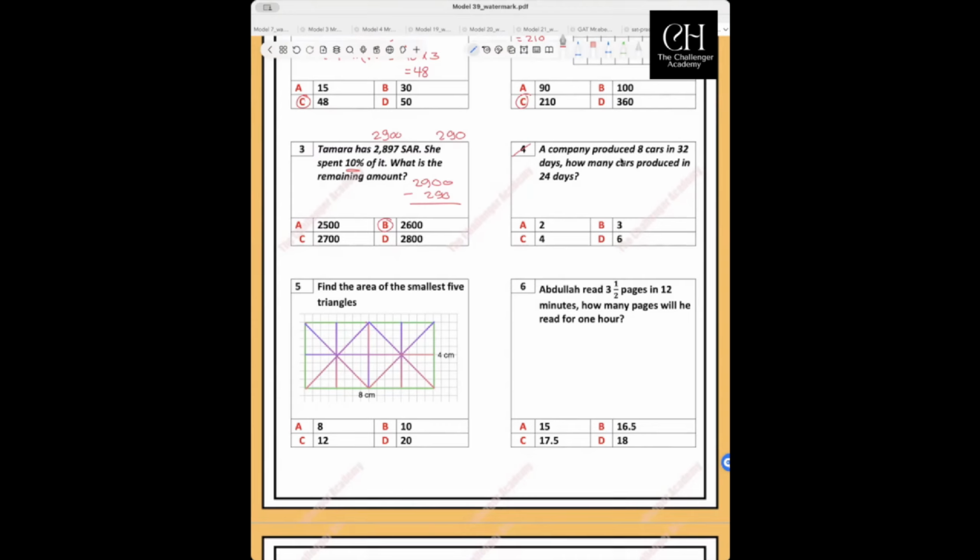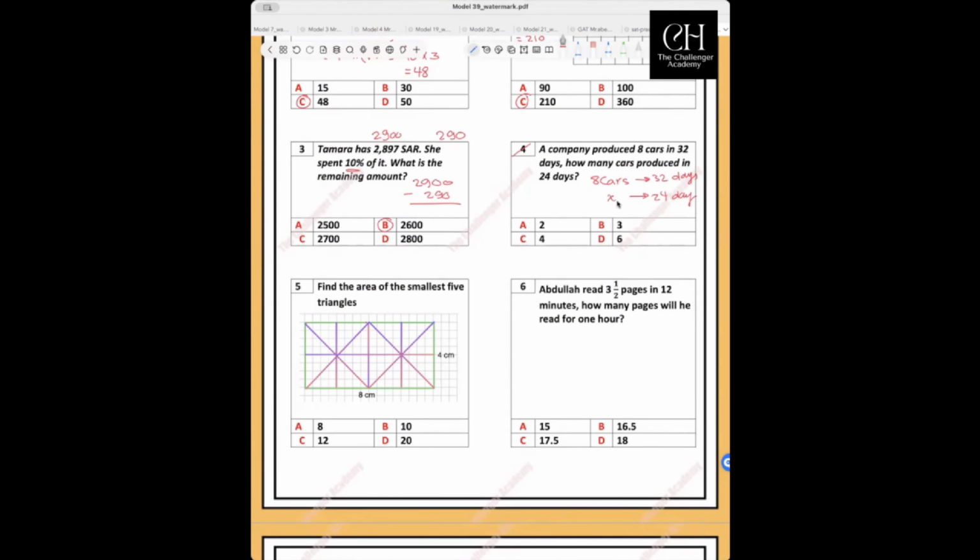A company produces 8 cars in 32 days. How many cars are produced in 24 days? This is direct proportion. You have 8 cars in 32 days. So in 24 days, it will be what?